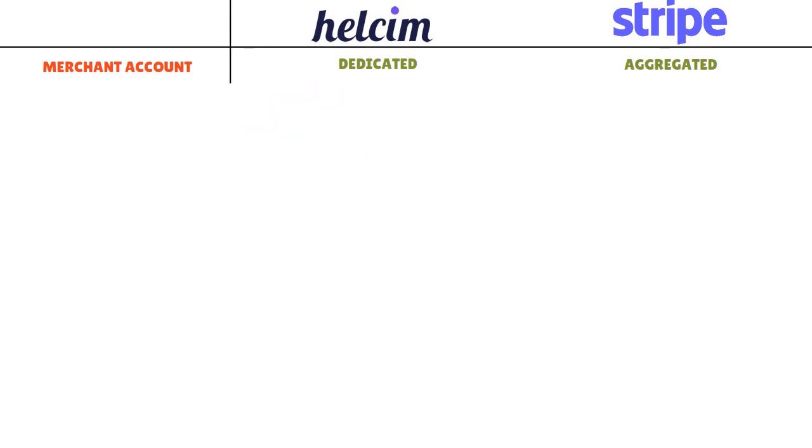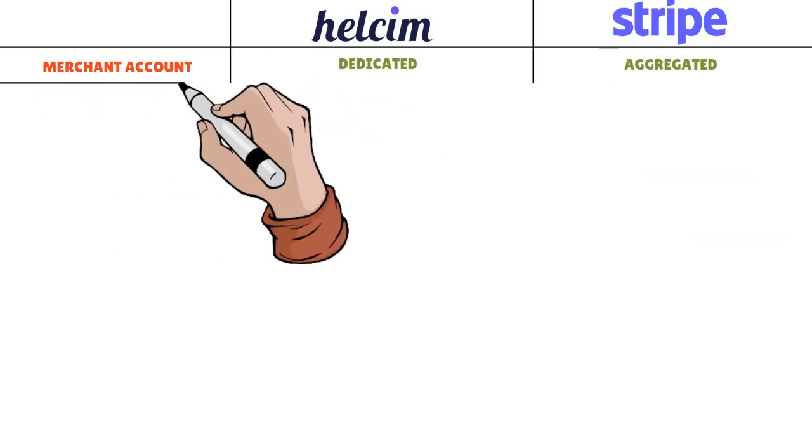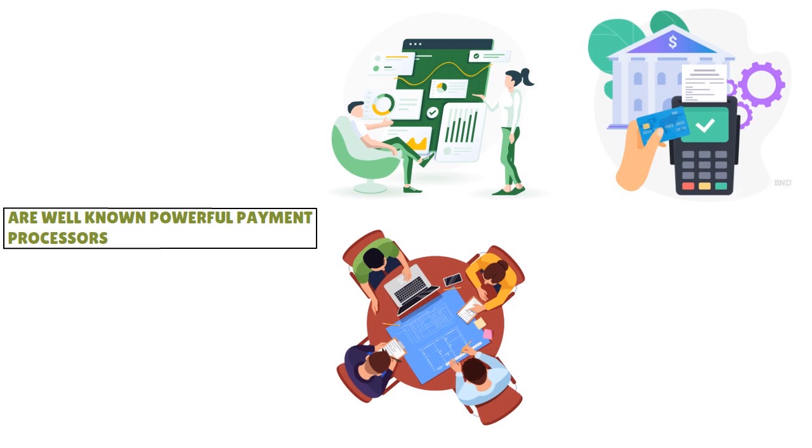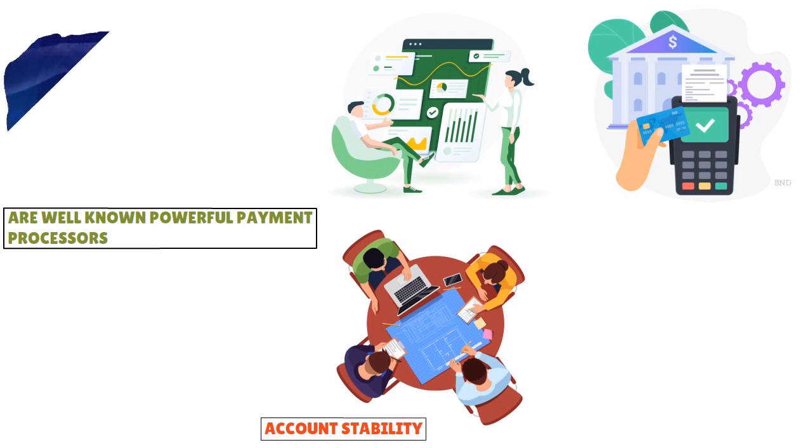So if you need a merchant account that you can set up and use in a matter of hours, an aggregator like Stripe is best for you. However, if your priority is account stability and you don't mind a stricter application process, Helcim is actually the better option, especially when it comes to scalability.